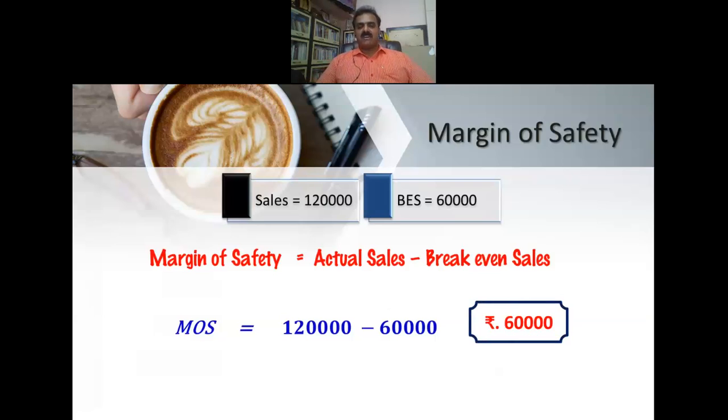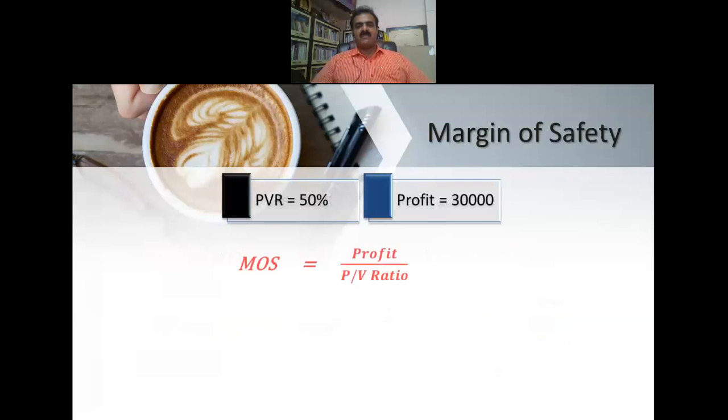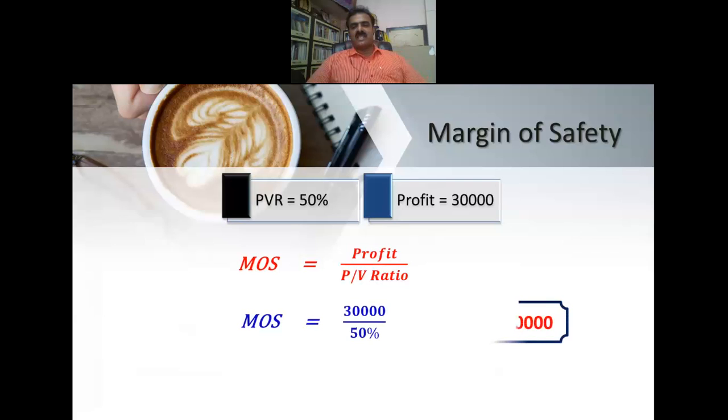One more formula can be applied for calculation of margin of safety also. That is profit divided by PV ratio. Margin of safety equals profit divided by PV ratio. In our problem, we have calculated that the profit is 30,000. Sales minus variable cost is contribution, contribution minus fixed cost is profit. Profit was 30,000 rupees. PV ratio we have calculated as 50%. If you substitute the values, you will get the same answer as 60,000 rupees. Therefore, you can use either actual sales minus break-even sales or profit over PV ratio. This profit over PV ratio is normally used when margin of safety is to be calculated for a given level of profit. That's the third sub question.